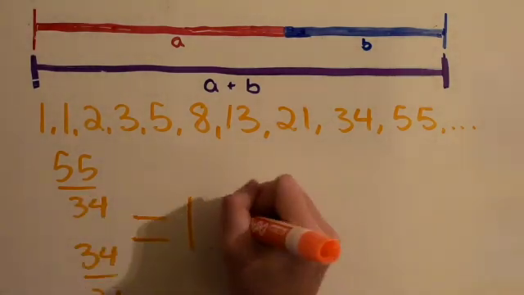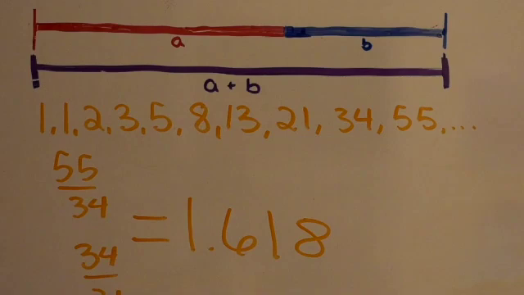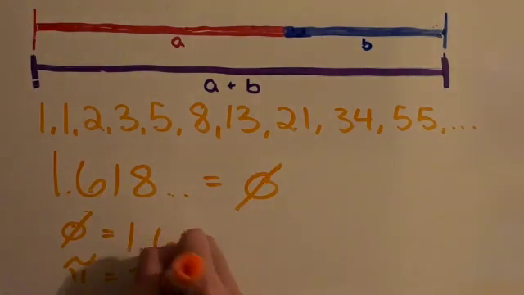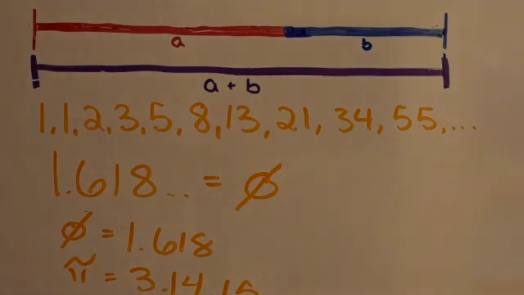Both of these proportions yield a very special number, 1.618, which is also known as phi. Phi is an irrational number, just like pi.